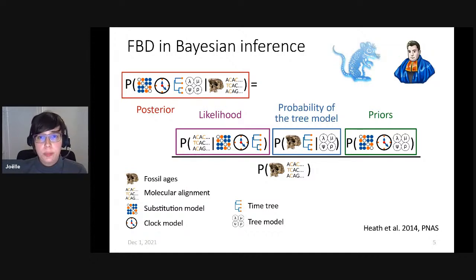Currently, the FBD process is mostly used within 2 frameworks, the BEAST2 framework and the RevBayes-based framework. You can see the little logos on top of these frameworks.